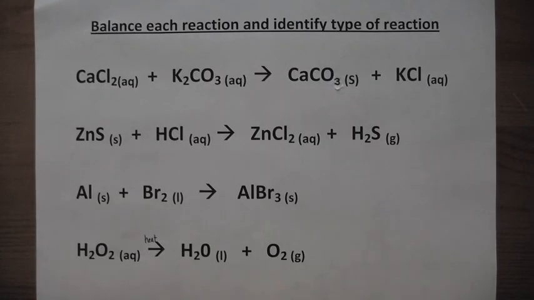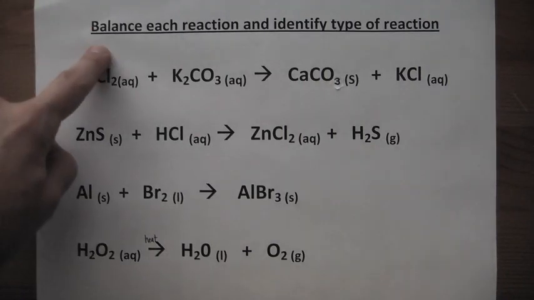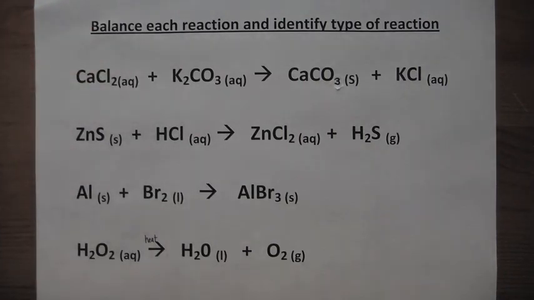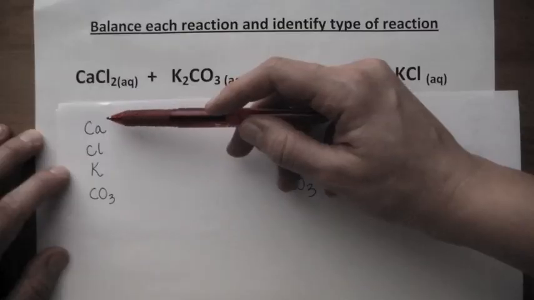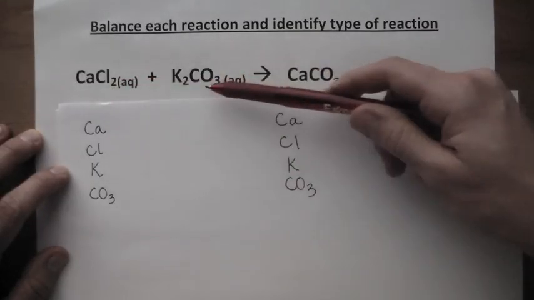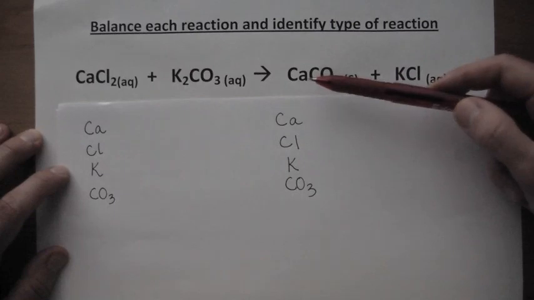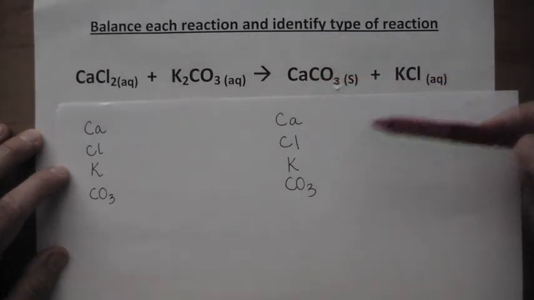Let's try some example problems. I'd like us to balance each reaction and then identify the type of reaction. Let's begin with the first one. I first need to start tallying the amount of atoms on either side. Now my next job is to count up on the reactant side how many I have, as well as how many I have on the product side.